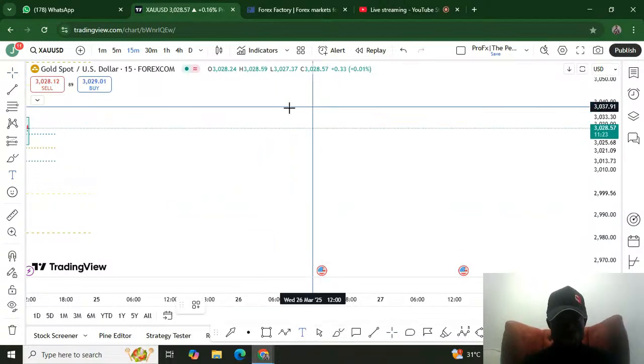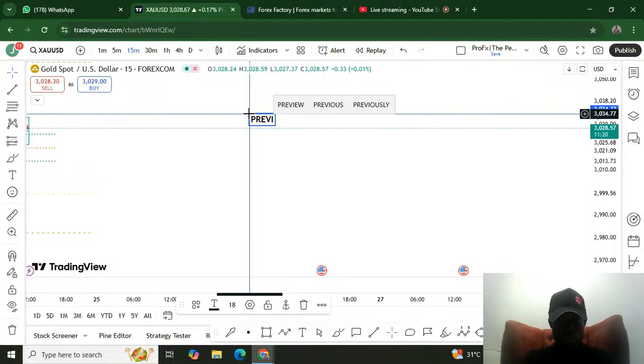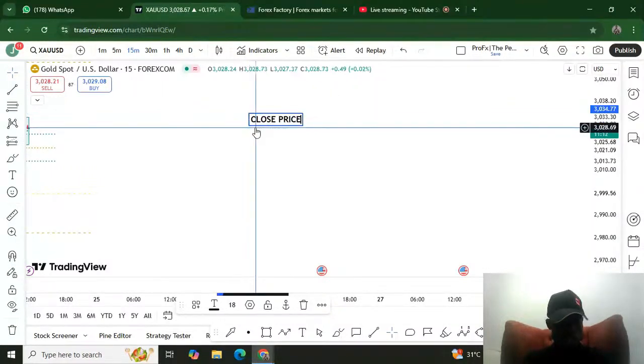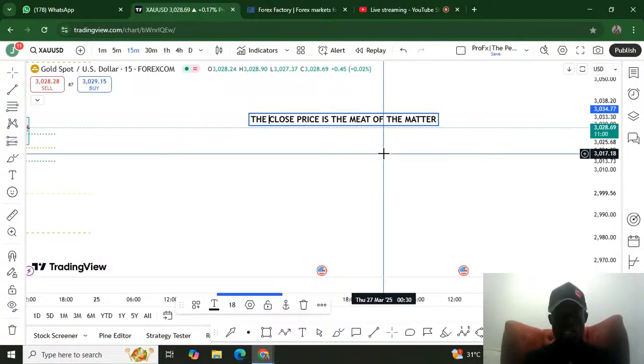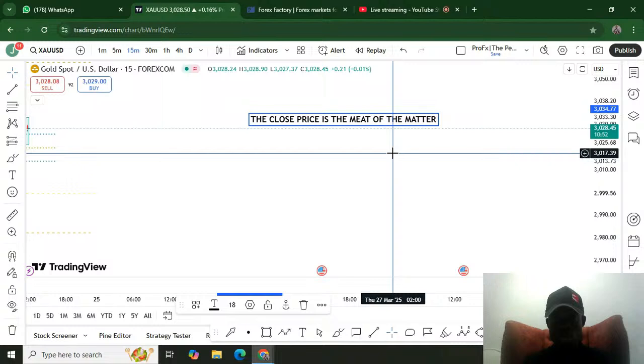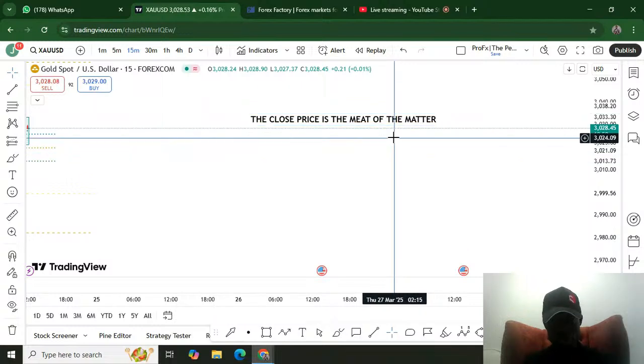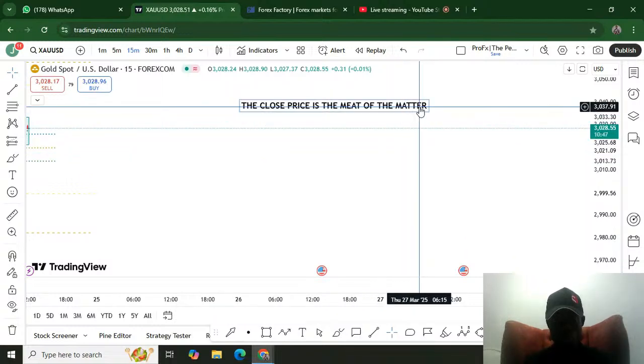So I said this morning that the close price is the meat of the matter. Whether it is bullish or bearish, the close price is the meat of the matter. Is price going to trade above the close price or below the close price, with manipulation or with no manipulation?